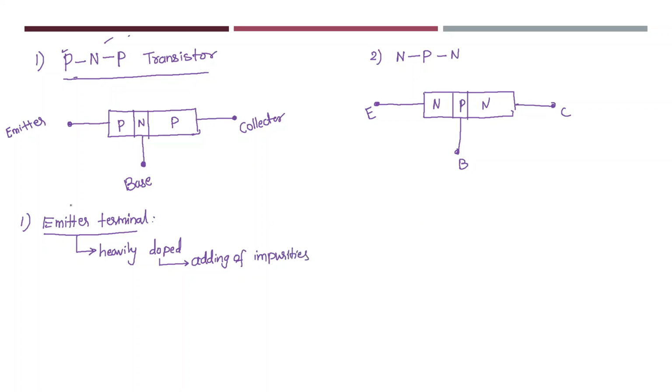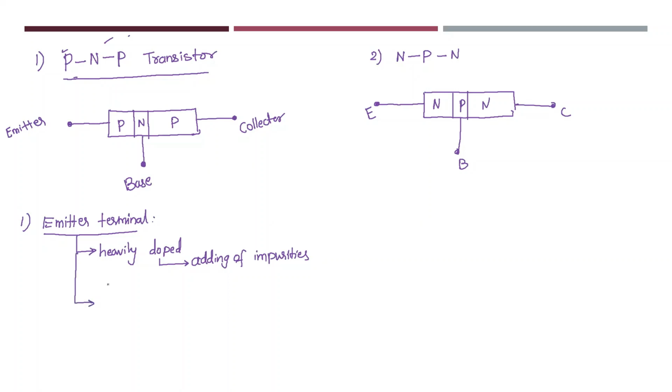Why we have added a large amount of impurities means whenever you dope a substance, what will happen? Its conductivity will increase. Whenever conductivity is increasing, it will be giving a large number of electrons. So emitter region is very heavily doped. What is the next point?